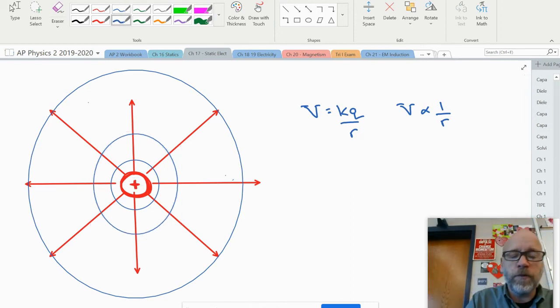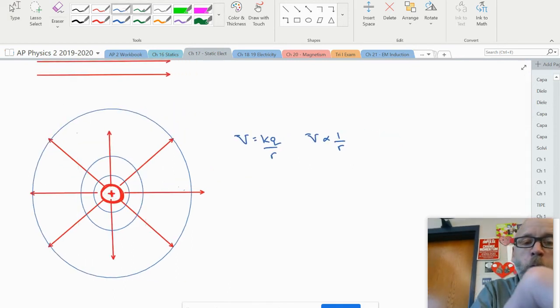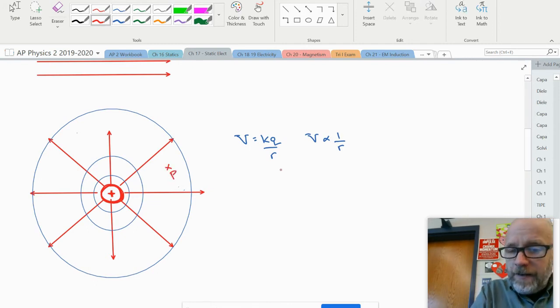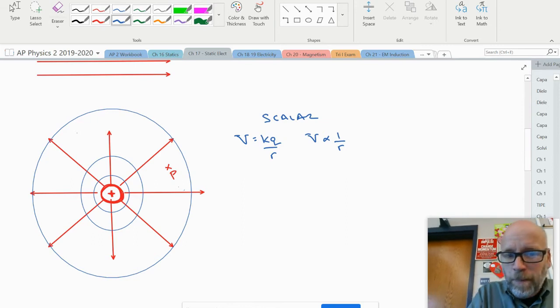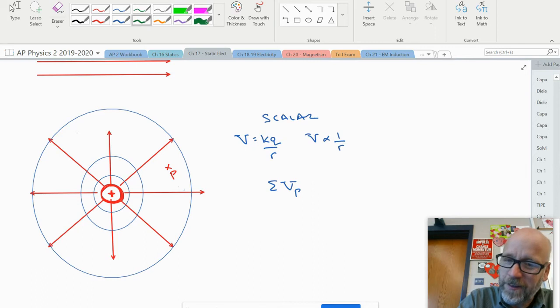Now, the beautiful thing about finding the potential at a certain point away from a charge, let's just call that point P, is that it's a scalar. And as a scalar, all we have to do is add them up. So the sum of the volts at P would just literally be the potentials all added together from different charges, right? That's it. The key when you add them together, though, is that you've got to include the signs.